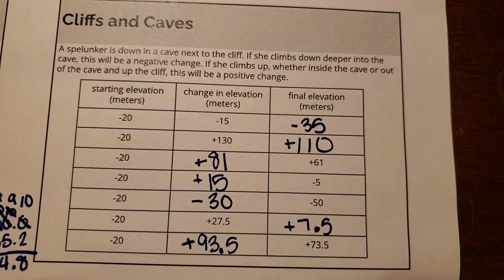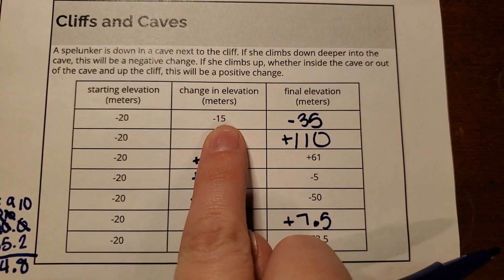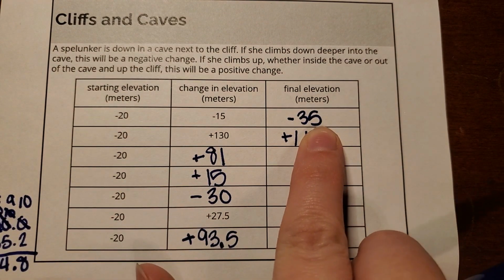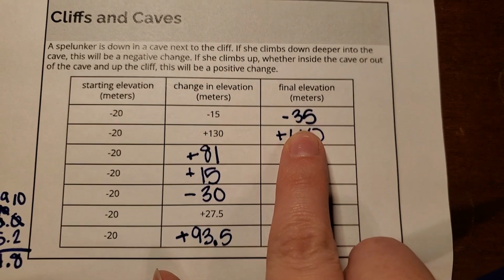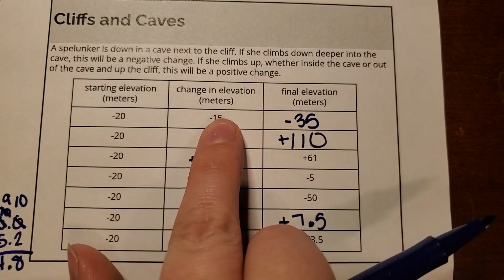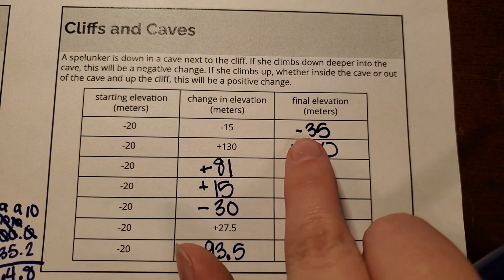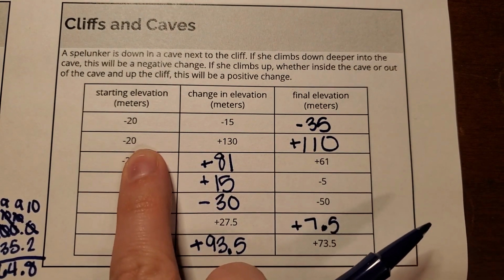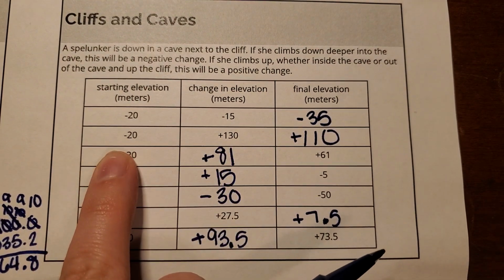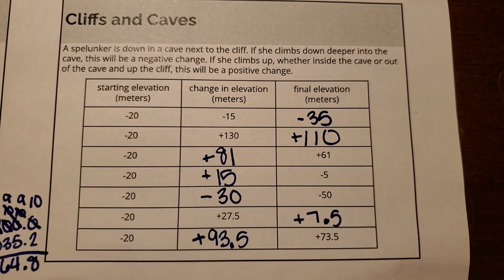So, real quick, we're going to talk about some of these rules that we might have seen, okay? When we did a negative and a negative, when we added those two, our answer stayed a negative, and the digit itself, the magnitude, increased. When we added 20 plus 15, we got 35 and made it a negative. When we did a negative and a positive, we subtracted those two. So 130 minus 20 is going to give us 110.